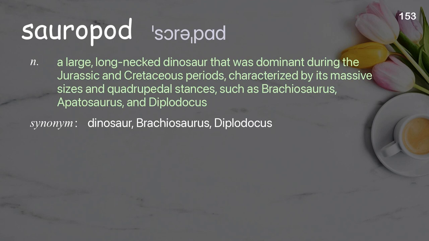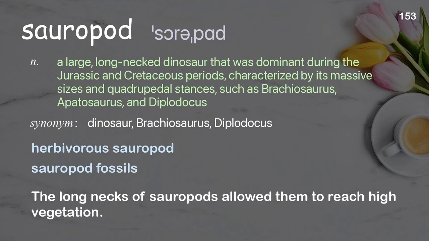Sauropod. A large, long-necked dinosaur that was dominant during the Jurassic and Cretaceous periods, characterized by its massive sizes and quadrupedal stances, such as Brachiosaurus, Apatosaurus, and Diplodocus. Examples: herbivorous sauropod. Sauropod fossils. The long necks of sauropods allowed them to reach high vegetation.